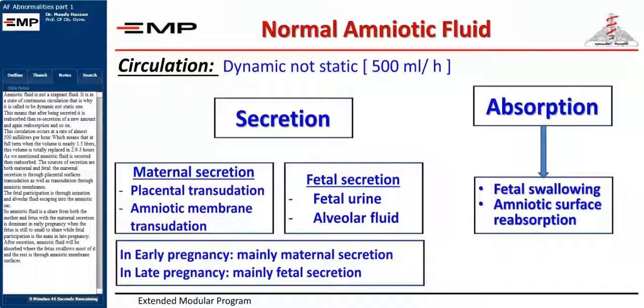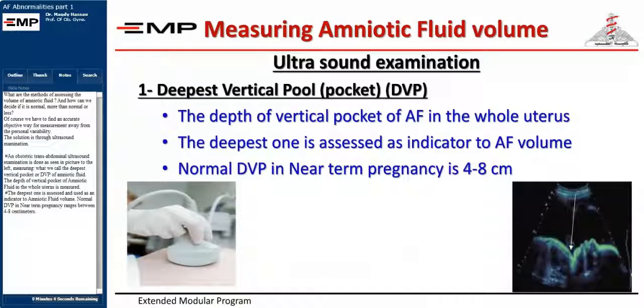As we mentioned, amniotic fluid is secreted then reabsorbed. The sources of secretion are both maternal and fetal. The maternal secretion is through placental surface transudation as well as transudation through amniotic membranes. The fetal participation is through urination and alveolar fluid escaping into the amniotic sac. So amniotic fluid is a share from both the mother and fetus, with maternal secretion dominant in early pregnancy when the fetus is still too small to share, while fetal participation is the main in late pregnancy. After secretion, amniotic fluid will be absorbed, where the fetus swallows most of it, and the rest is through amniotic membrane surfaces.